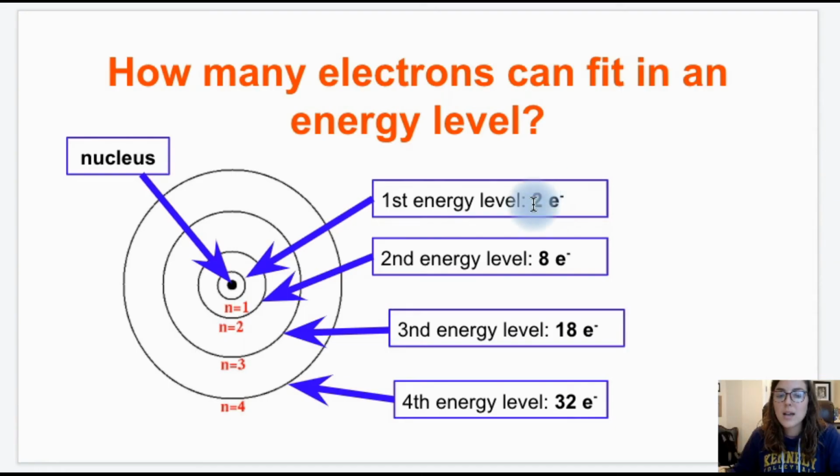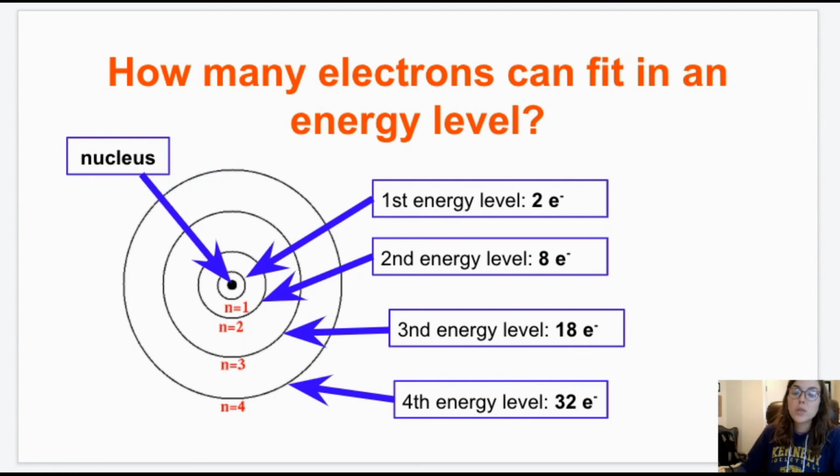The first one can have 2. The second one can have 8. The third one can have 18. And the fourth one can have 32. So this first energy level outside of the nucleus can have 2 electrons. It's small, it doesn't have very many. The next one can have 8, a little bigger. The next one can have 18, even bigger. And the next one can have 32, very big.